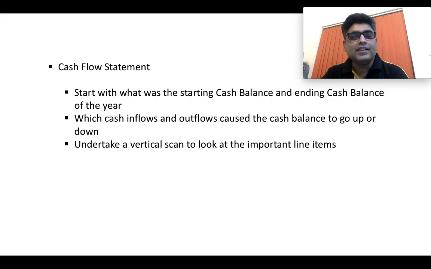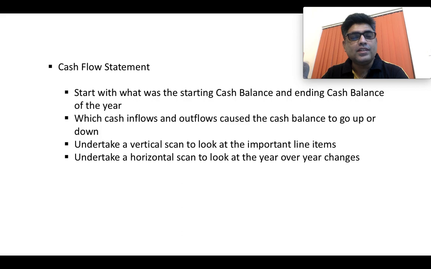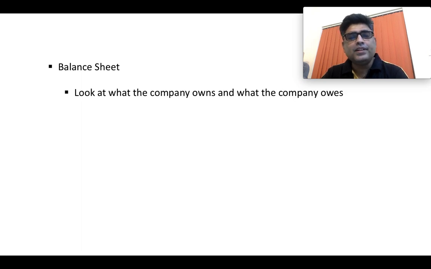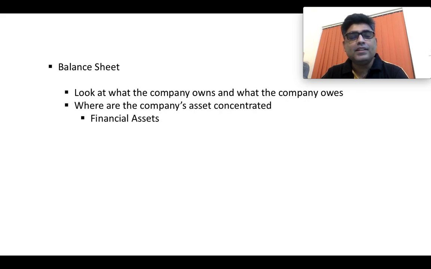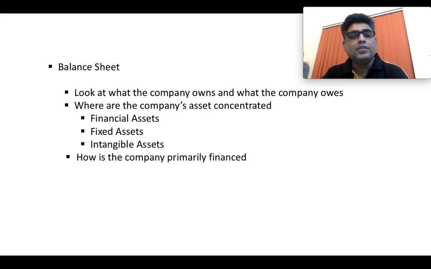Undertake a vertical scan to look at the most important line items. Undertake a horizontal scan to look at the year over year changes. So these are the aspects you have to look at on the cash flow statement. And on the balance sheet, look at what the company owns and what the company owes. Where are the company's assets concentrated, whether in financial assets, fixed assets, or intangible assets, and how is the company primarily financed, whether through debt or equity?